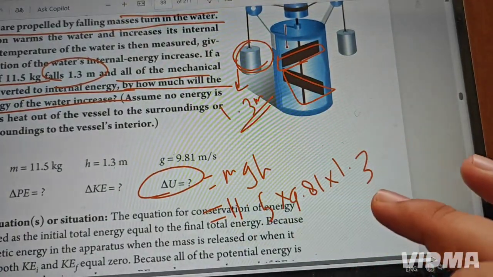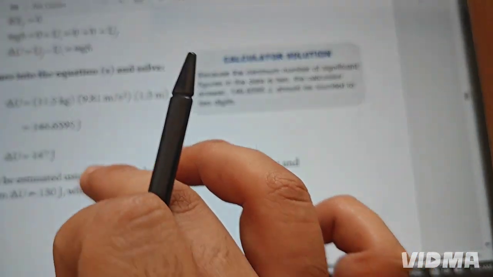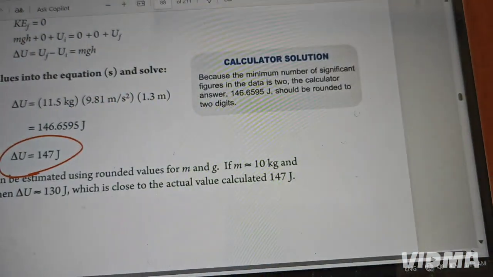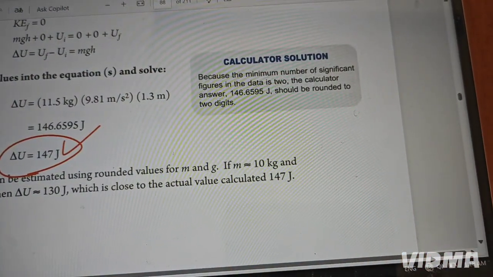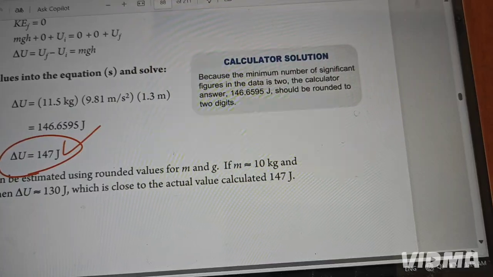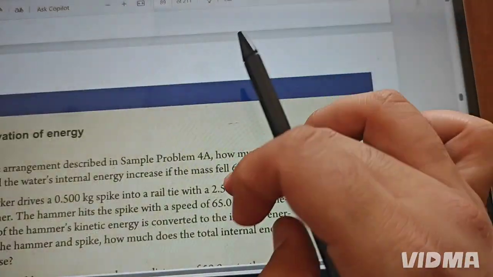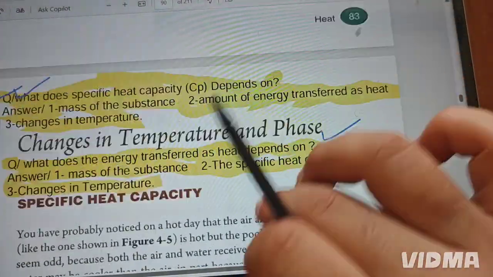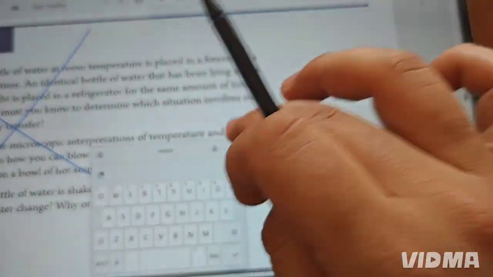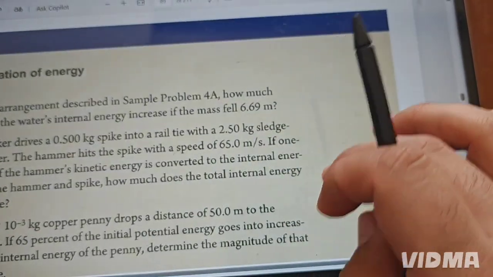You can multiply all of them, and the answer is equal to 147 joule. Be careful, joule. Why joule? Because delta U is internal energy. The unit of internal energy, kinetic energy, potential energy, any other type of energy, is every time joule. So now we are going to solve some of the examples that we have.